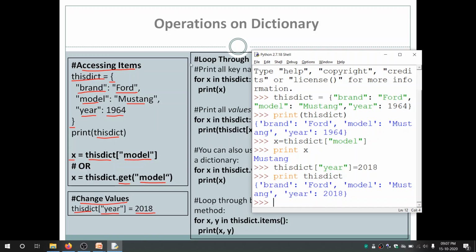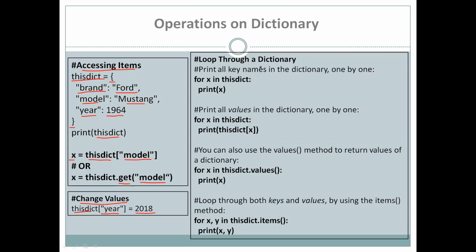Okay, next operation is loop through the dictionary, which we have already seen. Print all key names in the dictionary one by one. We can use a for loop to print all the keys from a dictionary by using a loop like for x in thisdict. So every time the loop executes, the key is assigned to x and that key is printed. As we have seen this in the last session, I'll not execute this again. Next, print all values in the dictionary one by one.